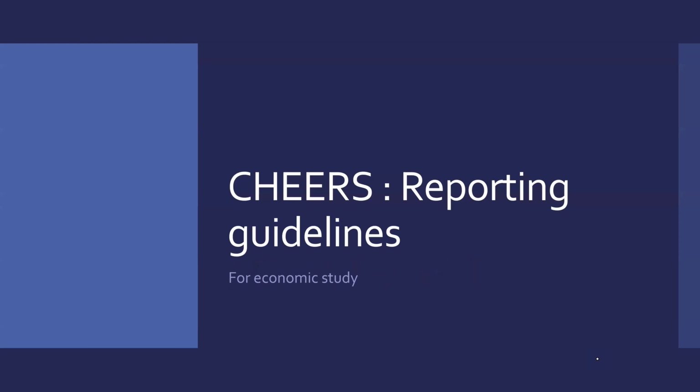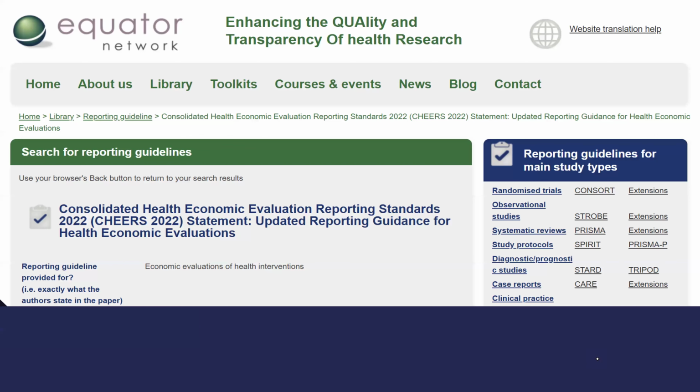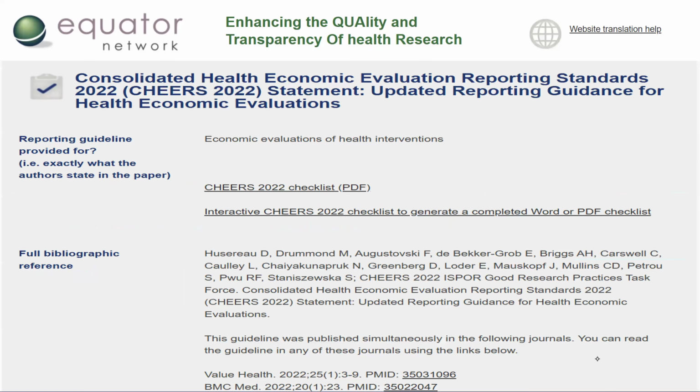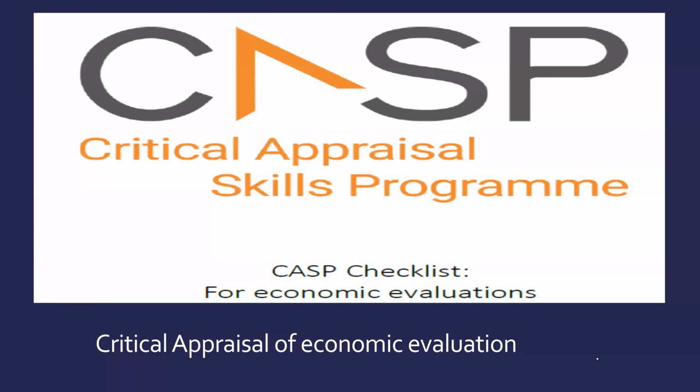Now for any analysis, the reporting guideline is CHEERS, and this is taken from the Equator Network CHEERS checklist. So if we are doing a study and we are planning to publish it, this is the reporting guideline for that. This has around 28 items. Today, I will be doing a critical appraisal of an already done economic study. So I will be using a CASP checklist to critically appraise it.